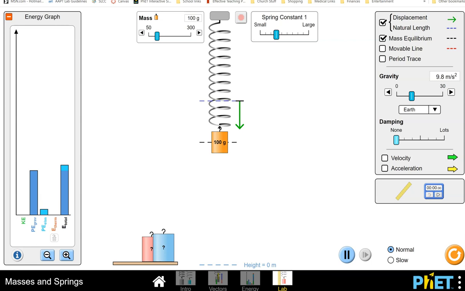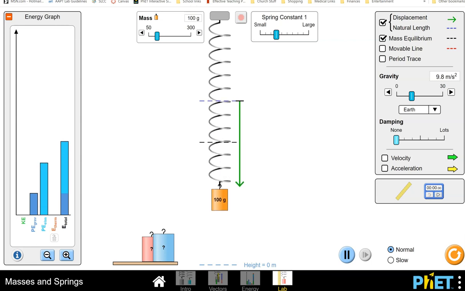So the system has a certain total energy right now. The simulation calls the very bottom a height of 0, showing us a height of 0 meters. Gravitational potential energy is relatively large because this mass is located at a distance above this height of 0. There is also potential energy in the spring because it has been stretched.